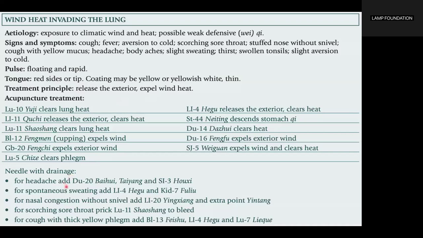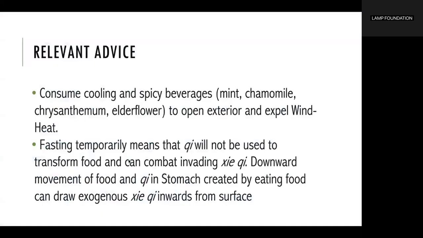For headache, we add Du20, Taiyang, and Si3. For spontaneous sweating, we add the points Li4 and kidney 7. For nasal congestion without snivel, we add Li20 and Intang. For scorching sore throat, we prick lung 11 to bleed. For cough with thick yellow phlegm, we add bladder 13, Li4, and lung 7.